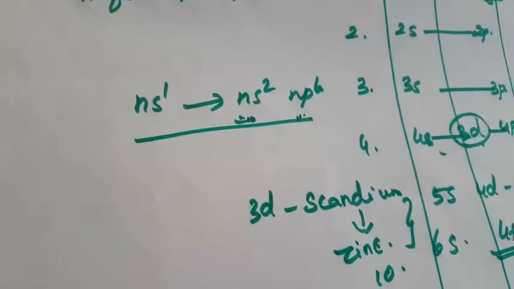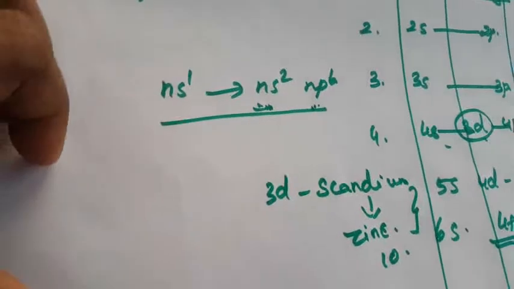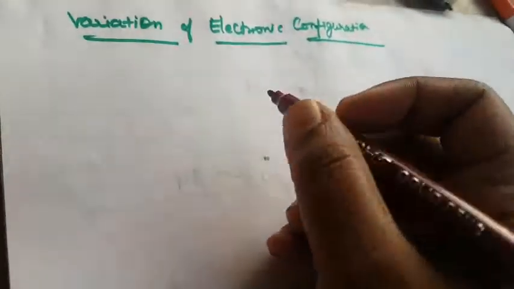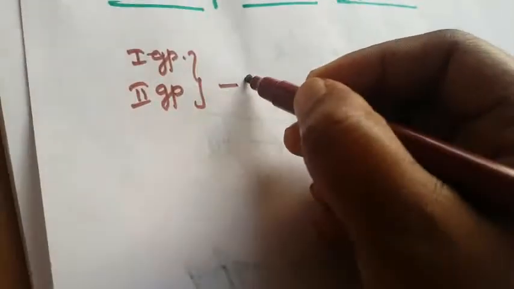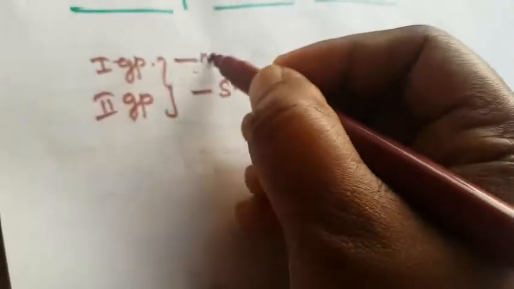So we already know what is meant by s orbital and what is meant by p orbital. Okay, so next one is, what are the variations of electronic configuration? The elements of group 1 and 2, the first group and the second group, are called s block elements. The first group electronic configuration is ns1.